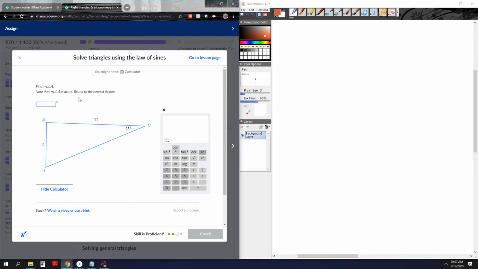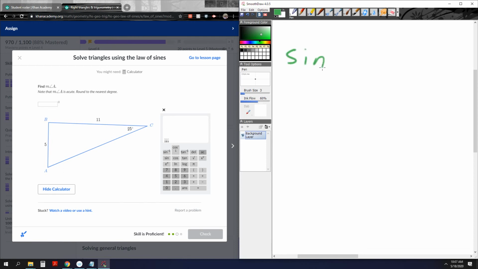Okay, measurement of angle A, right? What is this angle? Well, we're going to use the law of sines again, the little trick, the shortcut that we came up with, right? Let's change the color just so things feel different. Let's go a little darker.